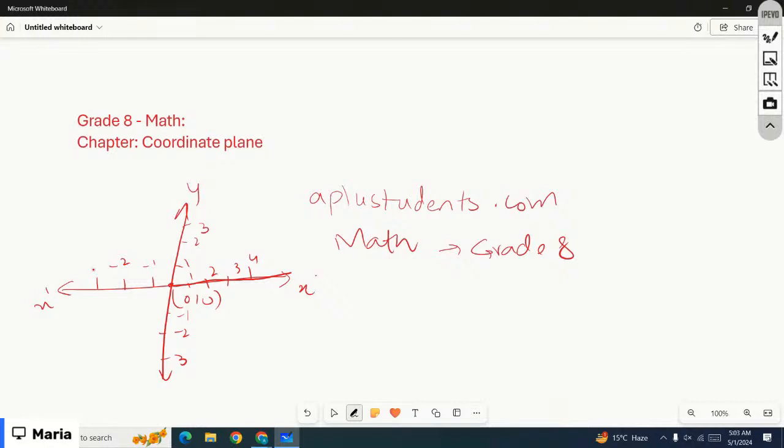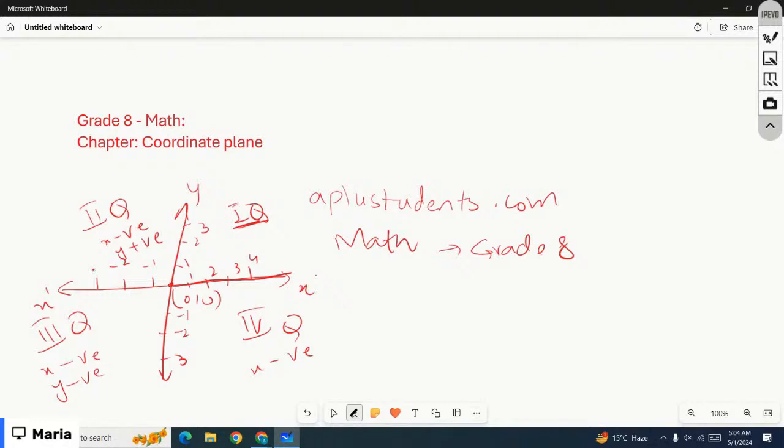When we talk about the quadrants, that is the first quadrant. In the first quadrant both x and y values are positive. Here is the second quadrant. Here x is negative and y is positive. Then you go counterclockwise. This is the third quadrant. You have x negative and y also negative. Then you have the fourth quadrant, in which x is positive and y is negative.